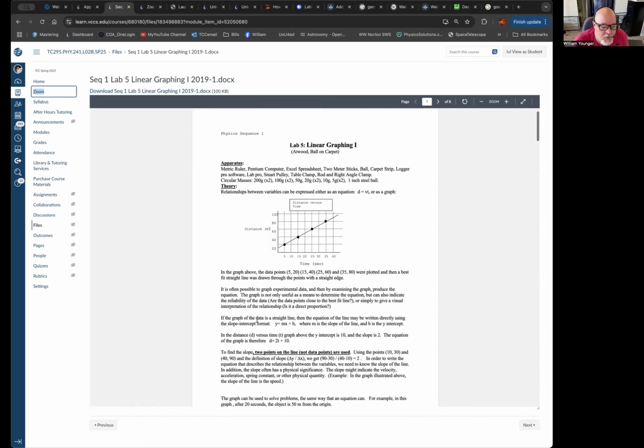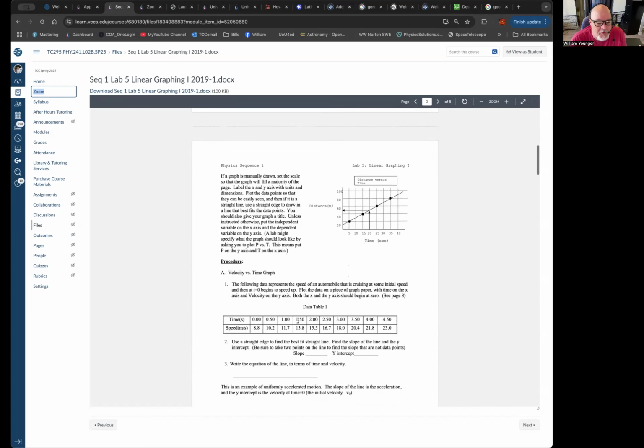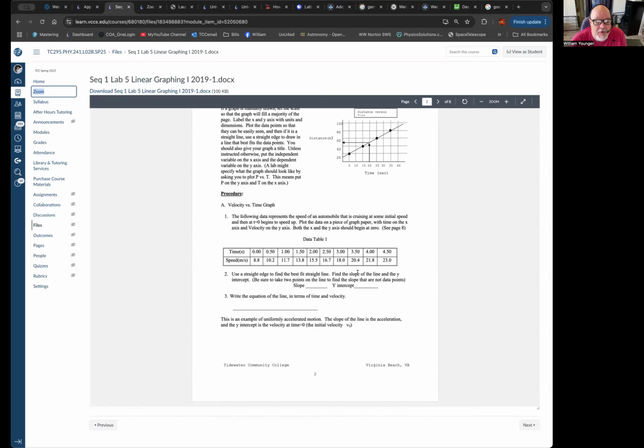But the main thing you're going to do is read this lab. It's going to give you very specific data you can graph. Here's time and speed, for instance, and it lets you graph those. And it tells you to find the slope of the line and the y-intercept. Be sure to take two points on the line to find the slope that are not data points.